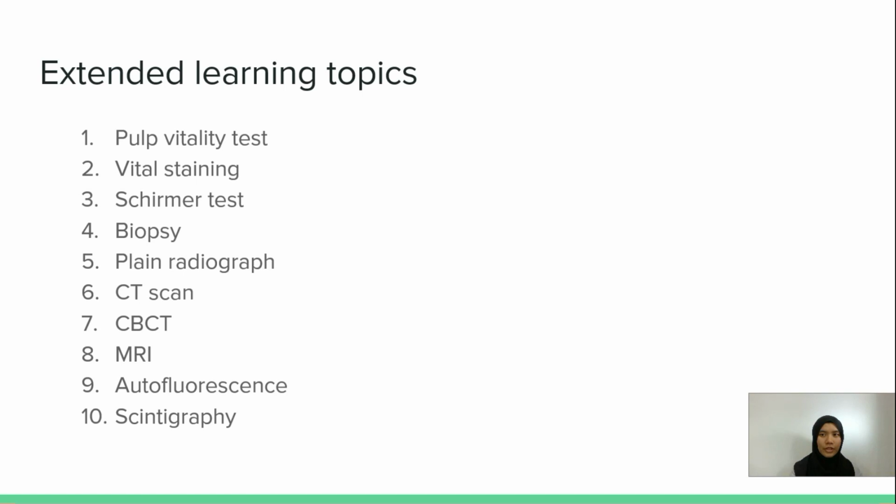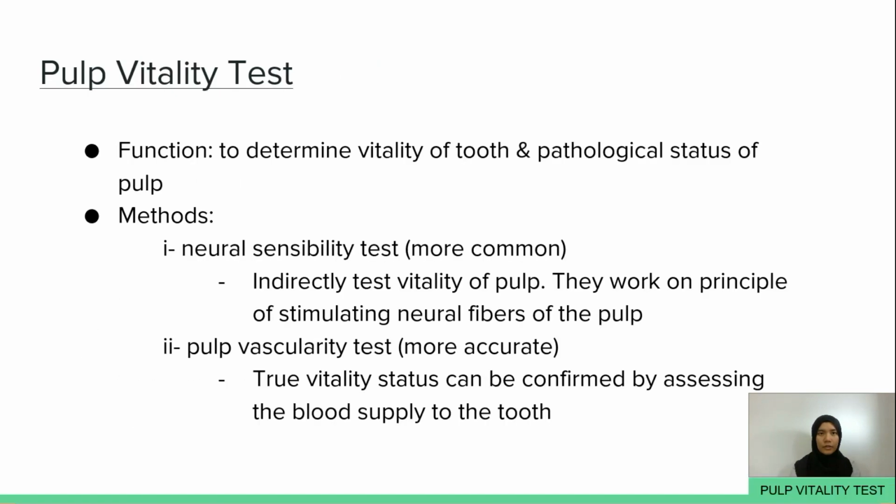Now, we're going to discuss the extended learning topics, which are the pulp vitality test, vital staining, Schirmer test, biopsy, plain radiograph, CT scan, CBCT, MRI, autofluorescence, and scintigraphy. So moving on to the first one, which is the pulp vitality test.